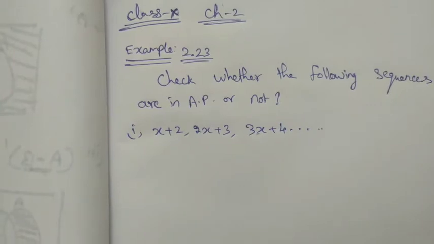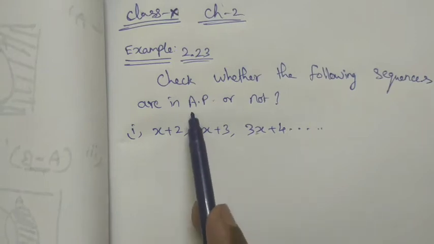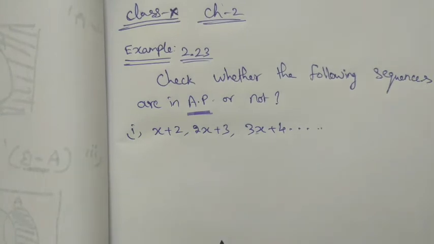Class 10, Chapter 2, Example Sum 2.23. Check whether the following sequences are in AP or not. We have to check the given sequences as AP or not. How do we check whether it is an AP or not?